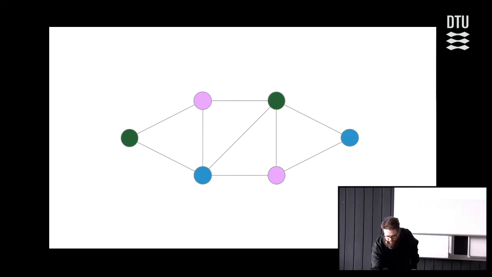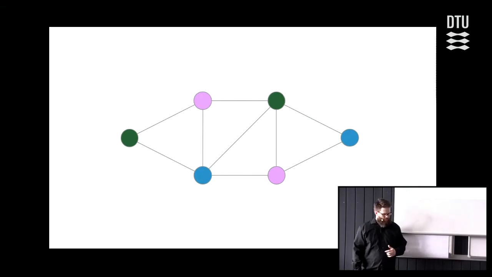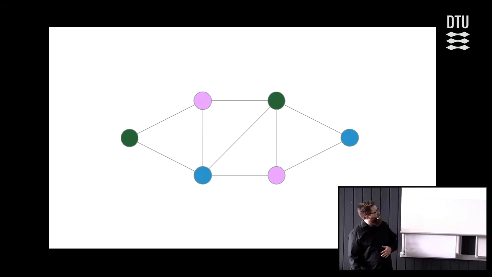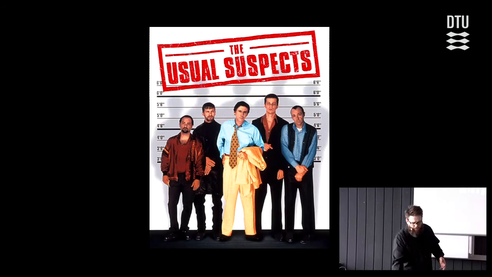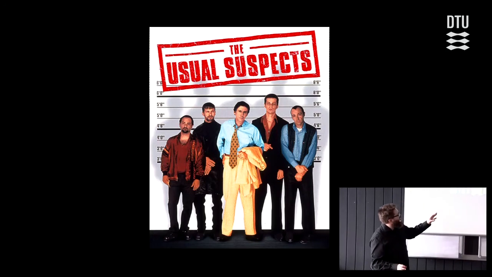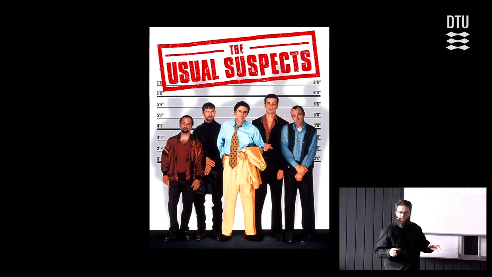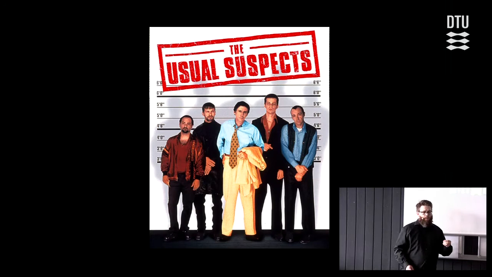And if we look into the literature, how is it done? Who are the usual suspects when we look into literature? And what we see is that the literature is very heavily dominated by heuristics.